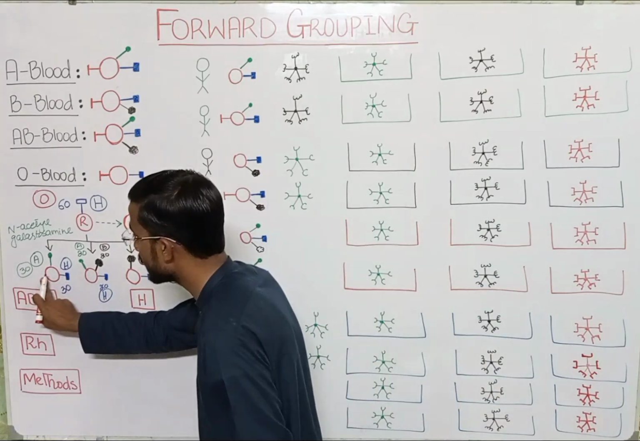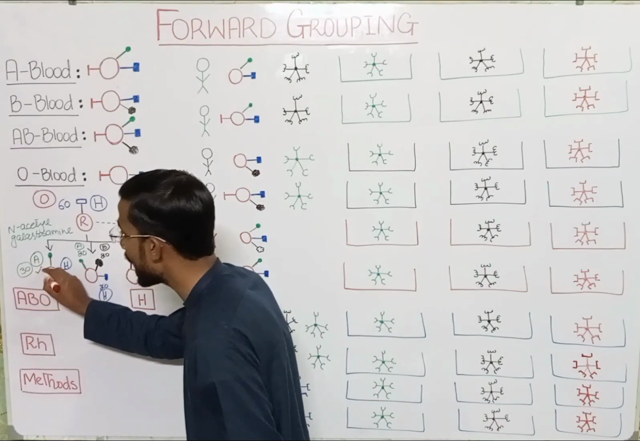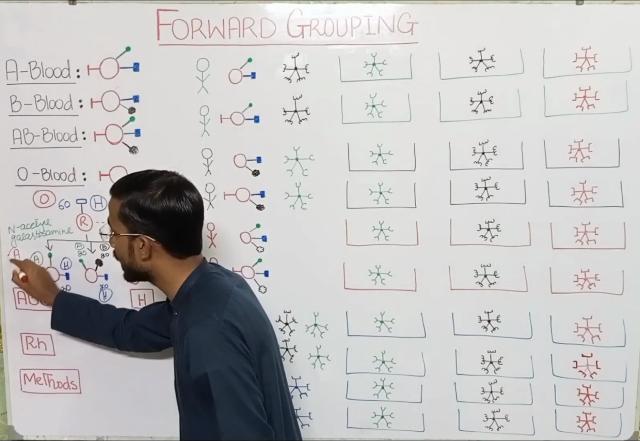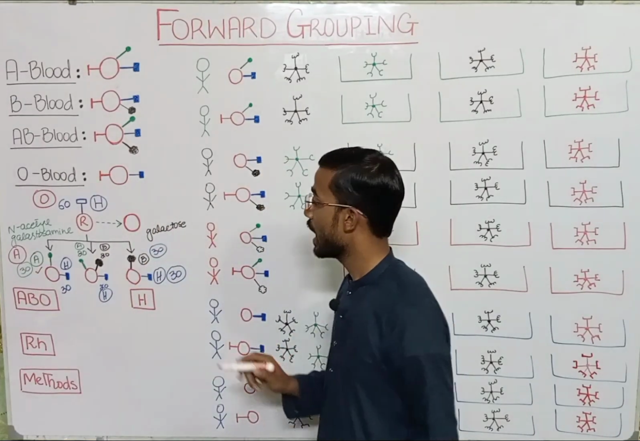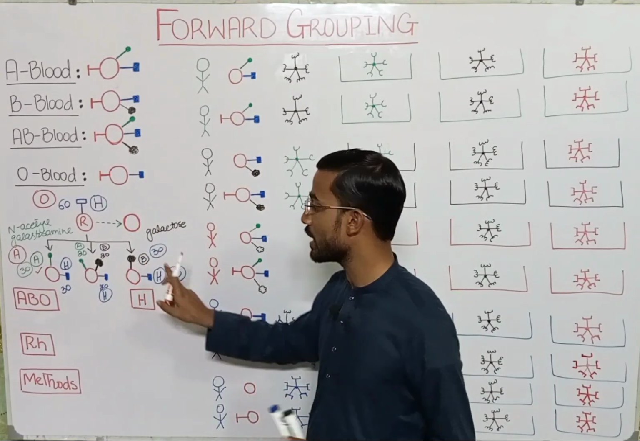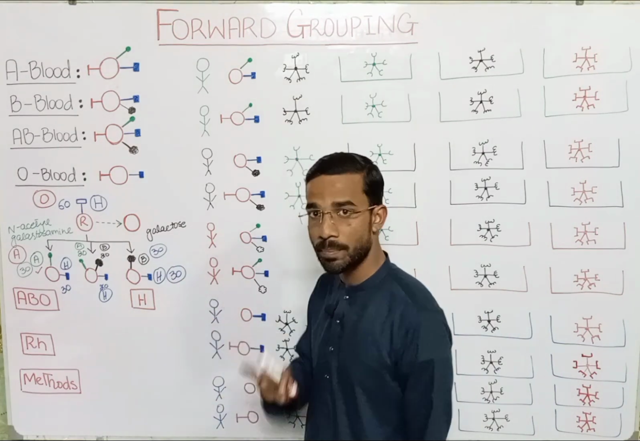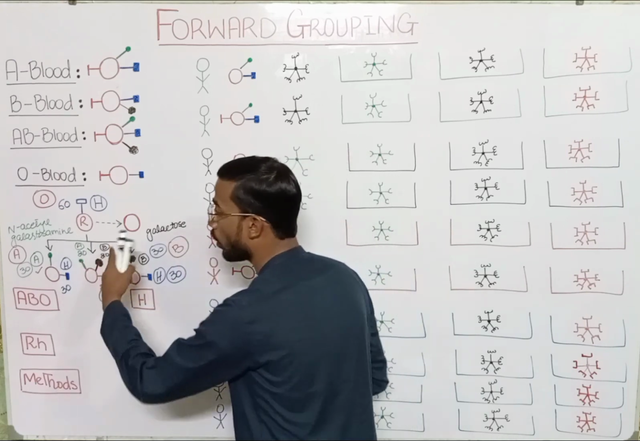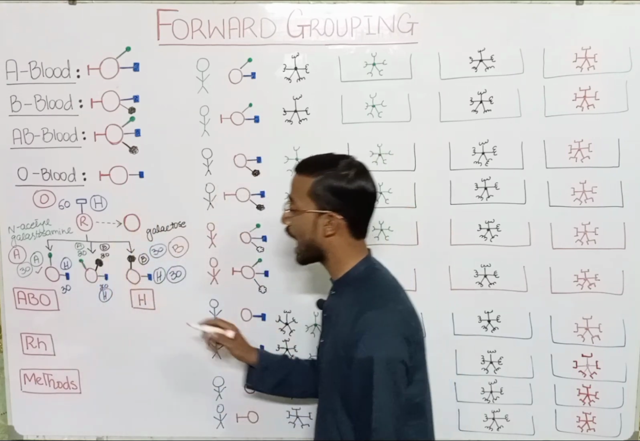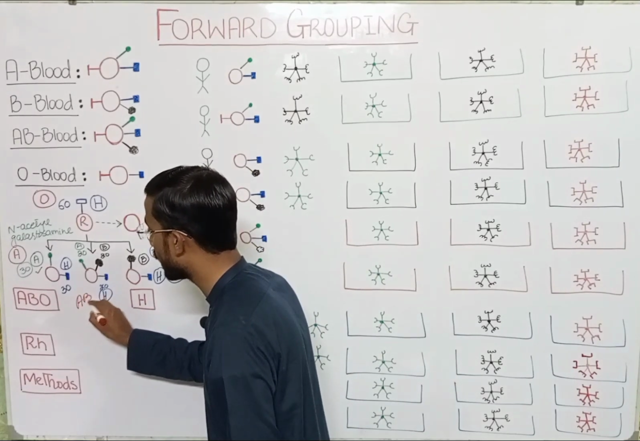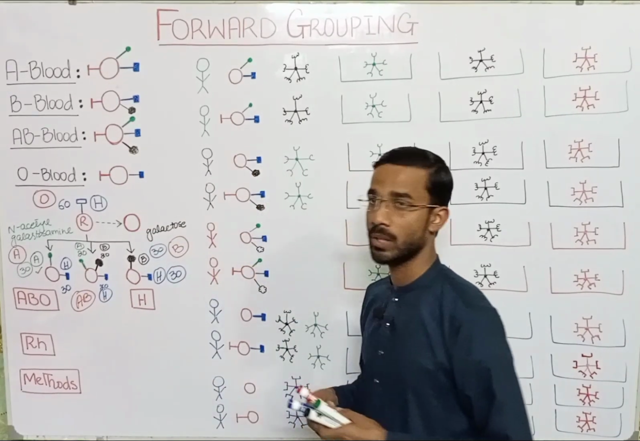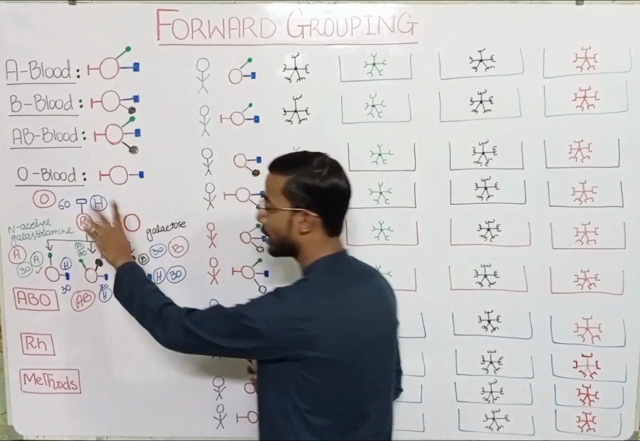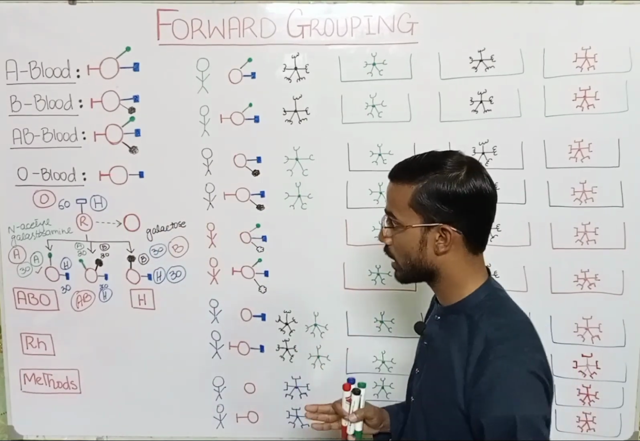When only A antigen is present, on the basis of the A antigen I declare it A blood group. If only B antigen is present along with H antigen, then I declare it B blood group. And when both A and B antigens are present on the RBCs, I declare it AB blood group. So there are basically four blood groups: A, B, AB, and O. This is the basic concept.